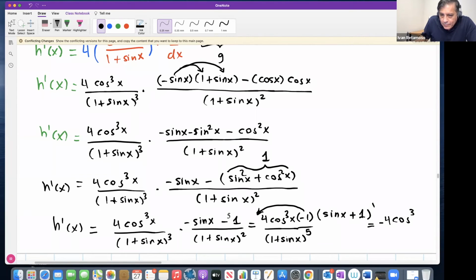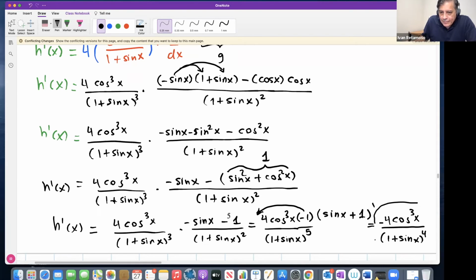cosine cube of x. And on the bottom, look, one of these 1 plus sine of x factors will cancel. 4 of them will stay, right? So 1 plus sine of x raised to the 4th power. And that's it. Yeah, heavy computationally speaking, right? Algebraically speaking, right? We need to use some facts from precalculus, but this should be the final answer, right?